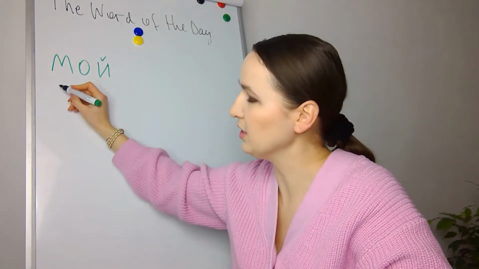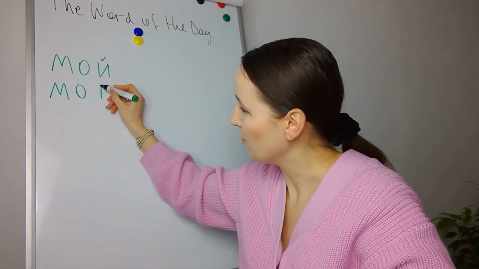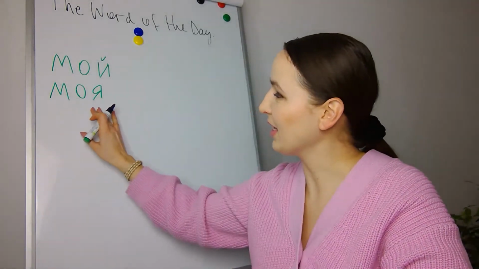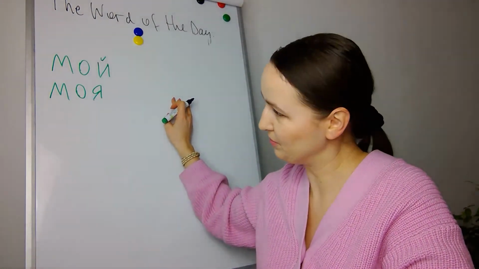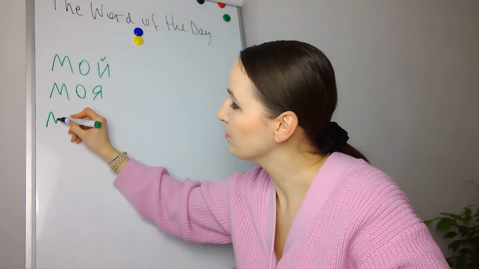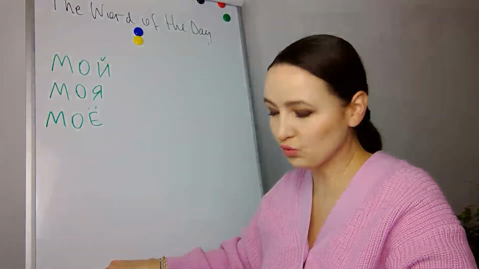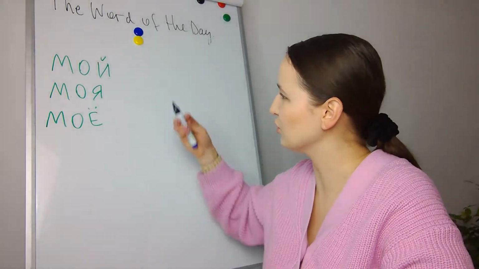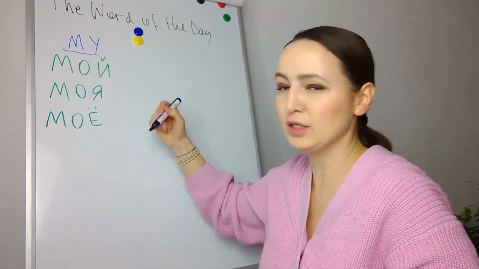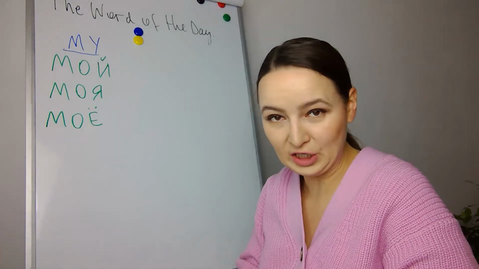Let's continue with feminine. So мой, моя. Моя should be followed by a feminine noun. My something in feminine. Моё should be followed by something in neuter, something that has a neuter gender. So my in English is only one word, but in Russian we have мой, моя, моё, and мои, plural.